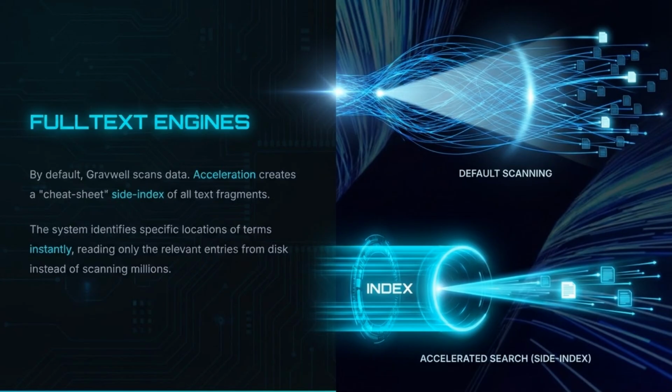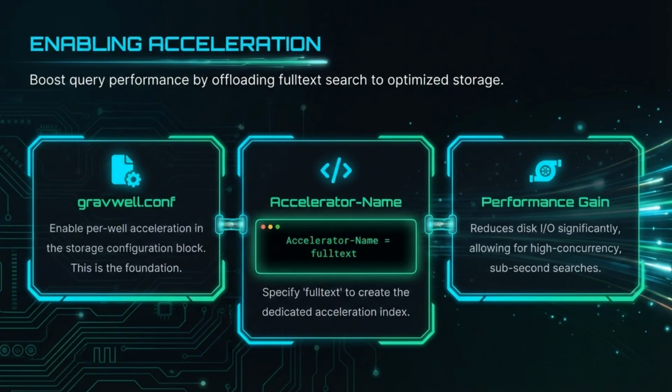By default, Gravwell scans data. Acceleration creates a, quote, cheat sheet side index of all text fragments. The system instantly identifies specific locations of terms, reading only relevant entries from disk. Enable acceleration by editing gravwell.conf and specifying accelerator name equals full text in the storage configuration block. This reduces disk I/O, enabling high concurrency sub-second searches.